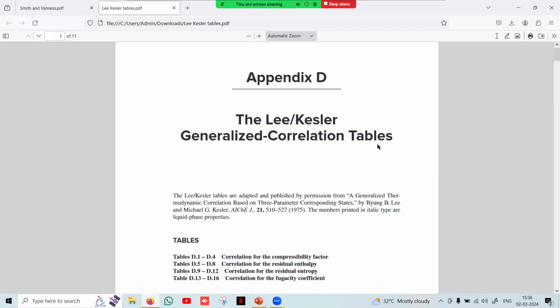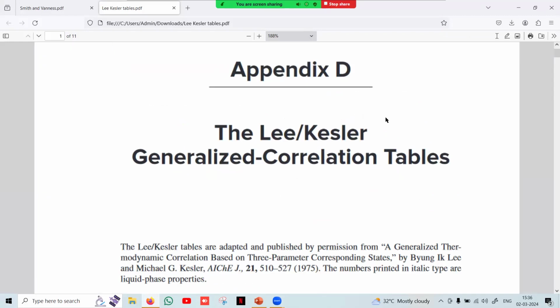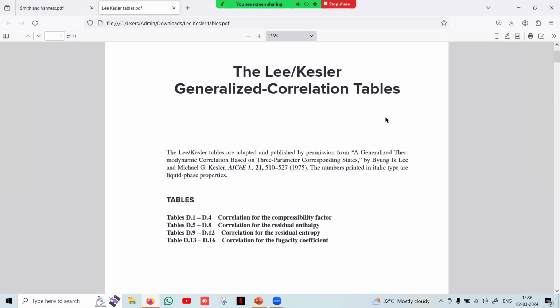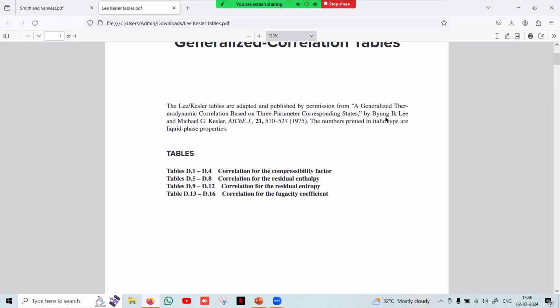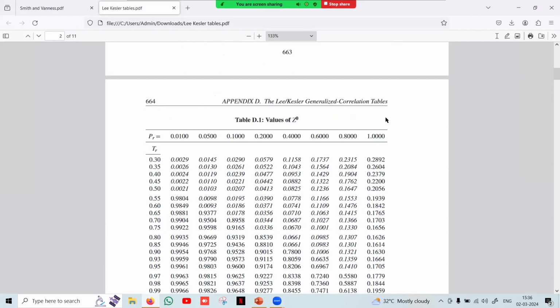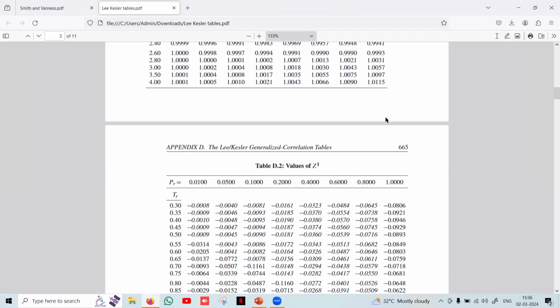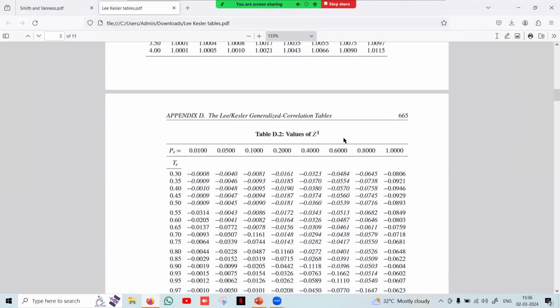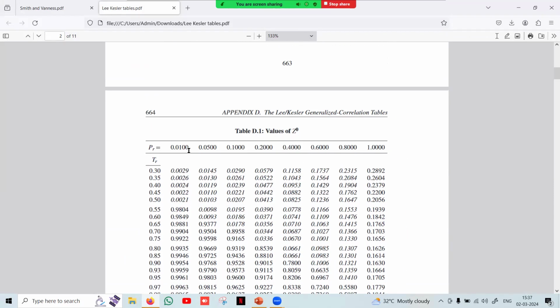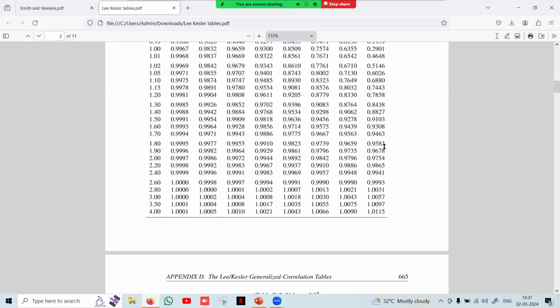So this I'm showing you from the Smith and Van Ness book. The appendix D contains the generalized correlations, the Z naught and we have Z1. So now what we have here is the value of TR is 1.3, and PR is 2.41. You can see here this table D.1 is for the range of PR from 0.01 to 1 only. And we have PR as 2.41.